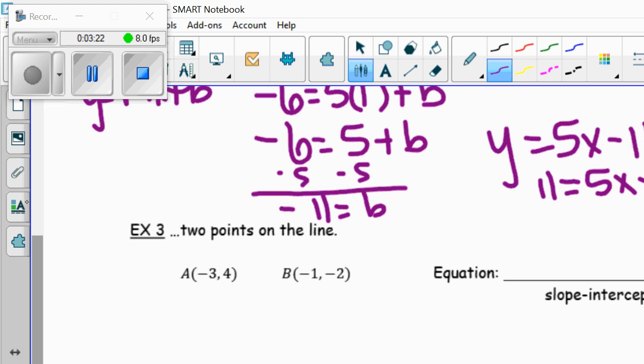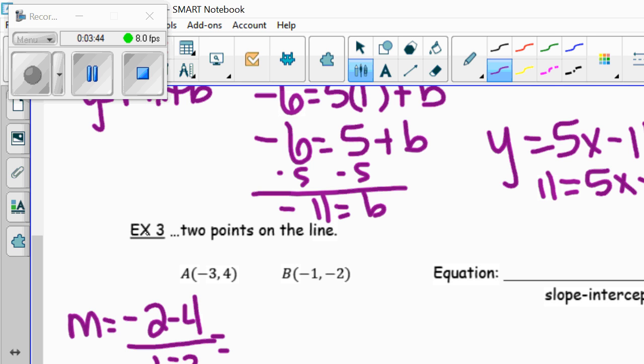Example number 3, given 2 points on the line. I want it in slope-intercept form, so the very first thing I need to do is find my slope. We have an equation for that, so we recall our equation m = (y2 - y1) over (x2 - x1), so subtract our y's, -2 minus 4, over, subtract the x's, -1 minus -3. -2 minus 4 gets us -6. -1 minus -3 turns to -1 plus 3, which is 2. I can simplify or reduce this. -6 divided by 2 is -3.